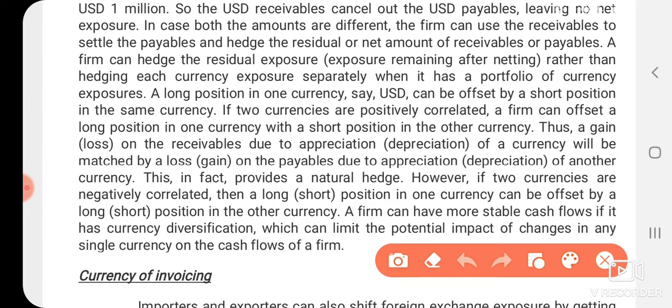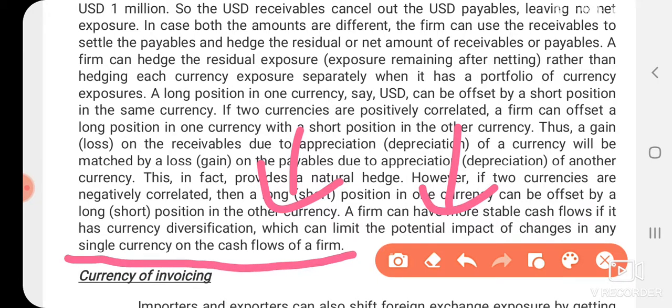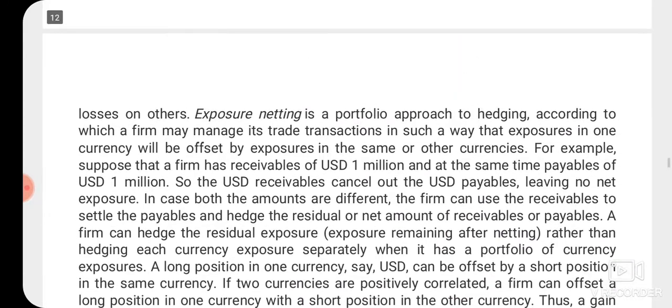If there are no proper stable cash flows, then if there is any impact in such situations when dealing with different types of exposures, automatically we will get losses. So when the firm has more stable cash flows, meaning it has currency diversification, that diversification will limit the potential impact of changes in a single currency on the cash flows of the firm. This is the netting and offsetting.